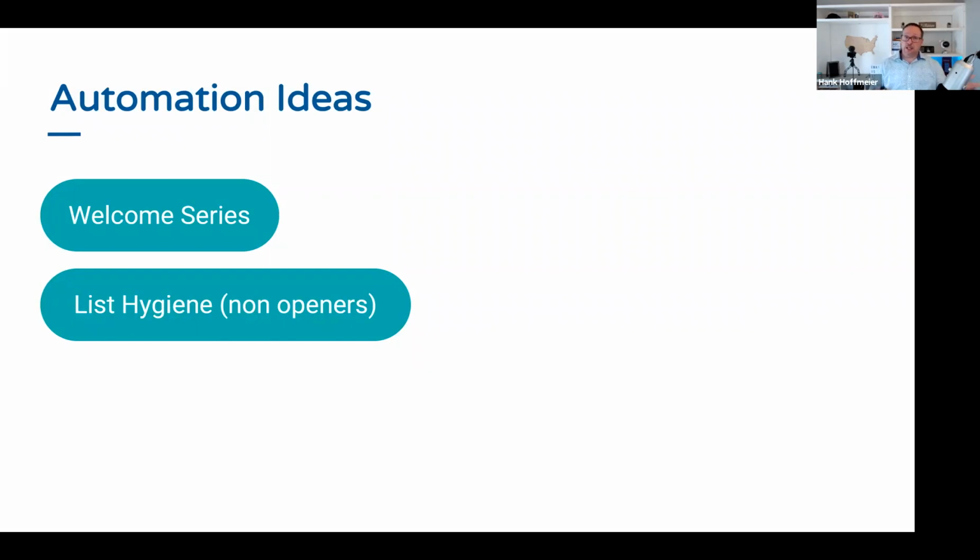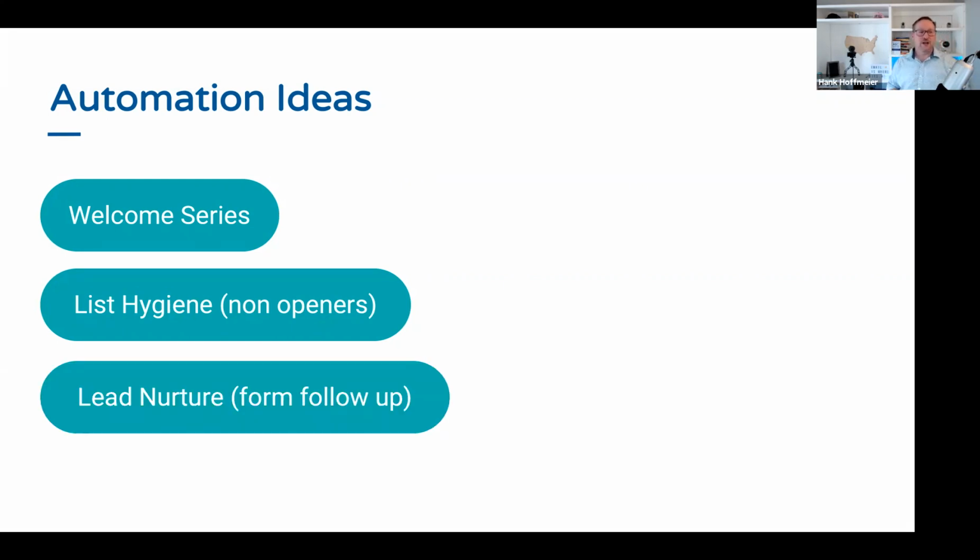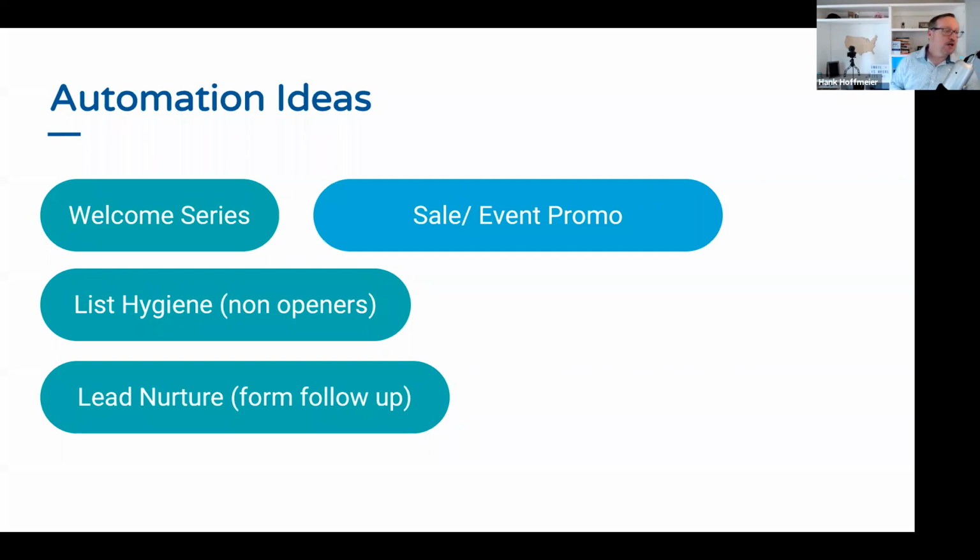Then you can automatically or automagically perform your list hygiene, which is your non-openers. I talked to you about that a slide ago. We can nurture people when they fill out a form, especially if you're B2B. Somebody fills out a form and they're looking for an estimate or looking for more information or specs about a product or service you have. Automation is a great way to send that information without manually having to do it and maybe forgetting to do so. Maybe you're having a sale or an event. You can promote the bejesus out of that and just make sure you're getting every opportunity to get in front of your subscribers and get that conversion.